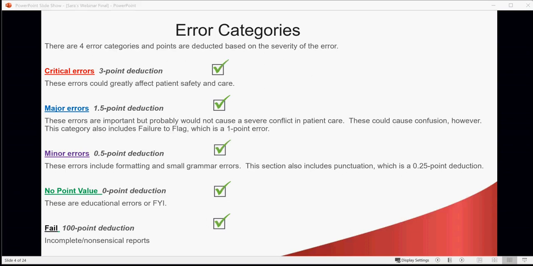Minor errors, 0.5-point deduction. These errors include formatting and small grammar errors. This section also includes punctuation, which is a 0.25-point deduction. No point value, 0-point deduction. These are educational errors or FYIs. Fail, 100-point deduction. This is for an incomplete or nonsensical report. This category is only used by the instructors.